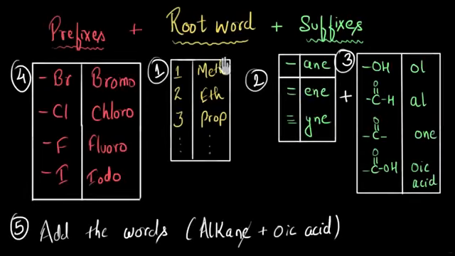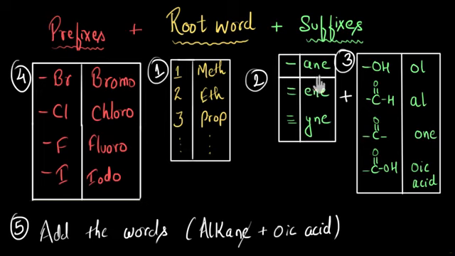Now let's summarize the video. In this video, we saw how to name carbon and its compounds. First, you count the number of carbon atoms in the given molecule, and depending on the number, you give an appropriate root word. Now second, if there are double or triple bonds between the carbon atoms, you add the suffix -ene or -yne. And if there are only single bonds, then you add the suffix -ane.